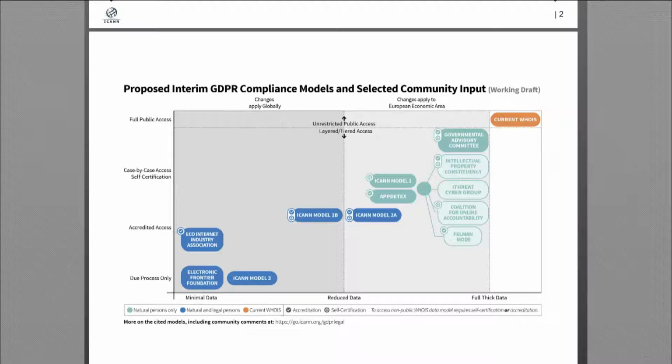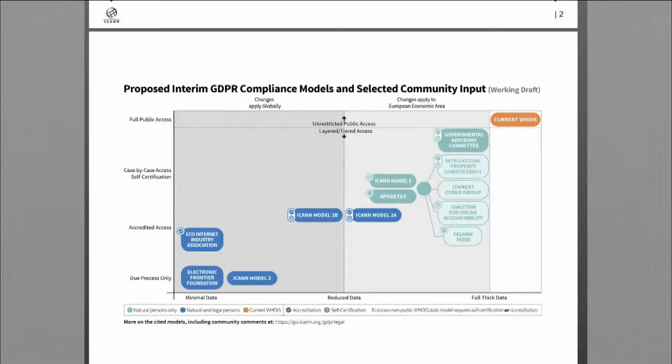If you again look at the chart that we have in the Adobe room right now, you would see up in the right corner is the current OS. And then you see a line, and that line actually means a tiered or layered access to the system, which means that our thought process right now, and as we communicated for a while, is that the GDPR will have an effect on the WHOIS system. We said the next step of that will be tiered or layered access. And we look into the purpose of why we have a WHOIS, the use cases of the WHOIS.